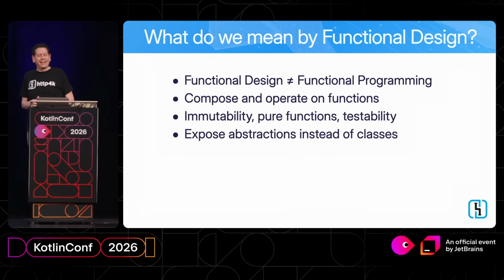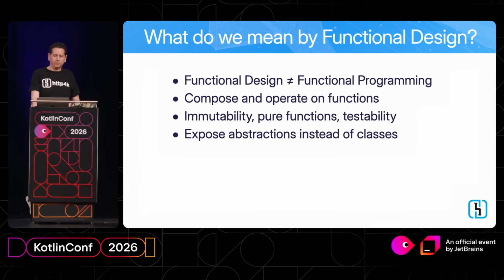We do, however, get quite a lot of stuff from functional programming. We get things like immutability, we get pure functions, the simplicity that comes with testing for those functions. But mostly what we're doing is we're programming to expose abstractions into our programming namespace instead of class identity.